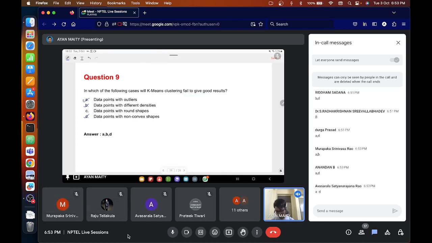All the other options are correct, because the first option says data points with outliers. It is a well-known problem for k-means, because k-means works only using distance metrics, and specifically Euclidean distance. So it might happen that it would label an outlier point into its closest cluster, but it might not be a point in that cluster. It might only be an outlier. So it's a known problem for k-means that it cannot detect the outliers because it just uses the distance.